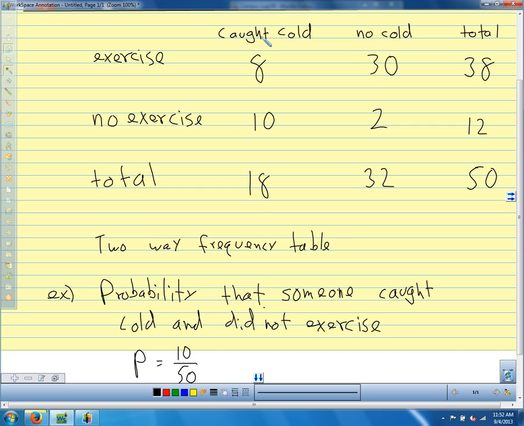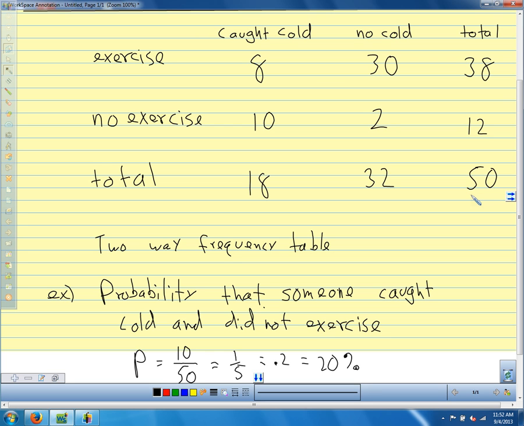The favorable is the number of people that are in both categories that we're looking for. So this would be 1/5, or 0.2, or 20%. So we're going to guess, based on our survey, that about 20 percent of people would catch a cold and not exercise. So that one's pretty easy. Favorable over total.